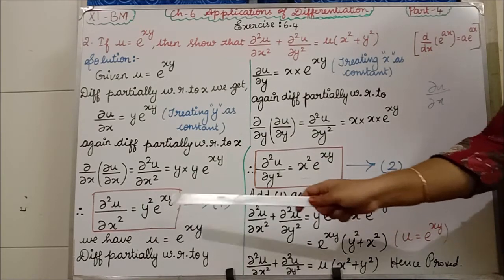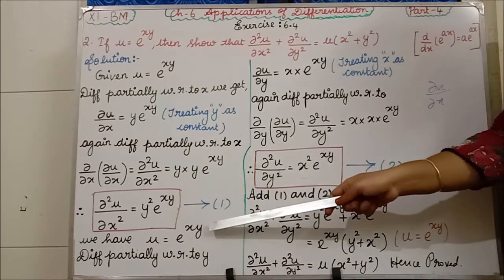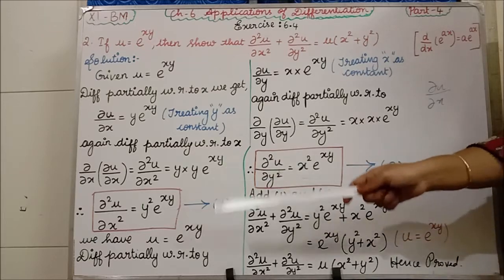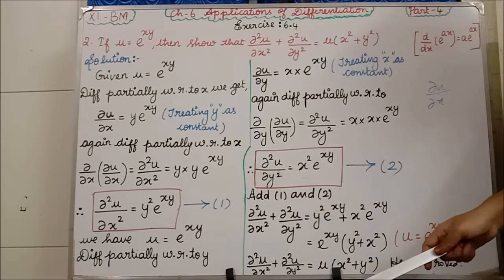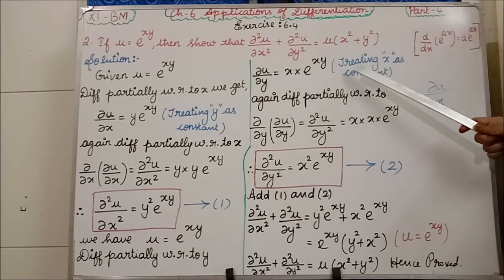Clear? We have u equal to e power xy. One more time I have written the question. Okay, and now this time I am going to differentiate partially with respect to y. So when I am differentiating partially with respect to y, which one do I have to treat as constant? Yes, x I have to treat as constant.